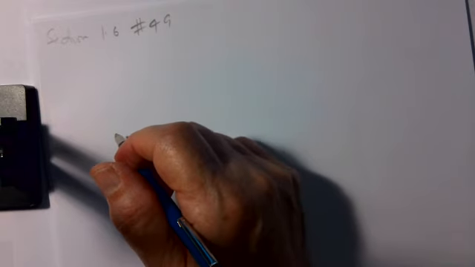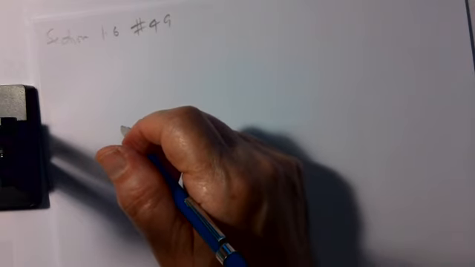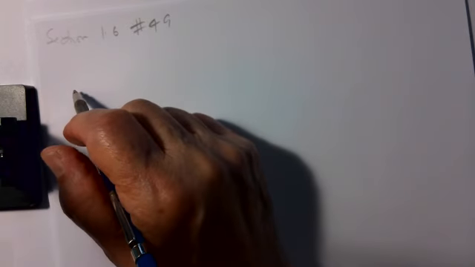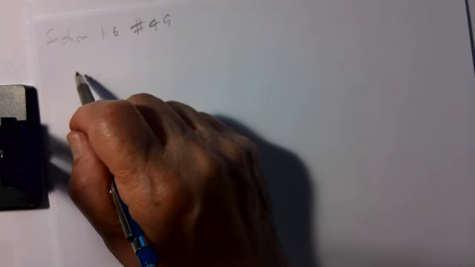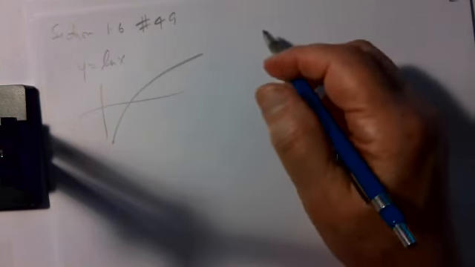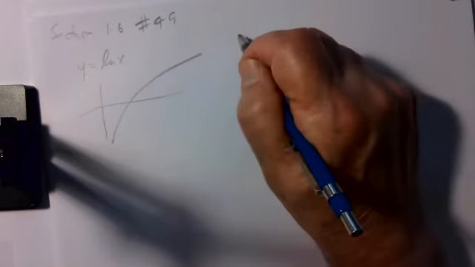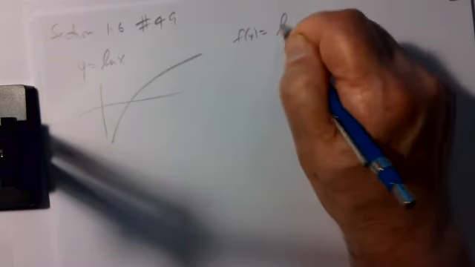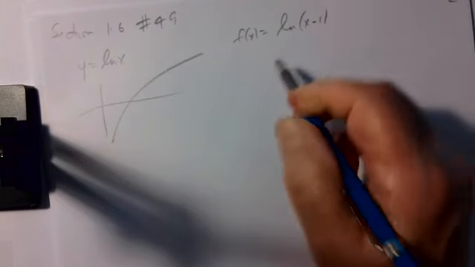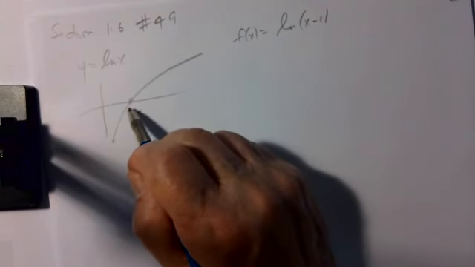Oh, well, so in 49, you just are being asked to match a function with the graph. So if you have the graph of y equals log x, that graph looks like that. And if you have f of x is equal to the log of x minus 1, so this is the point 1.